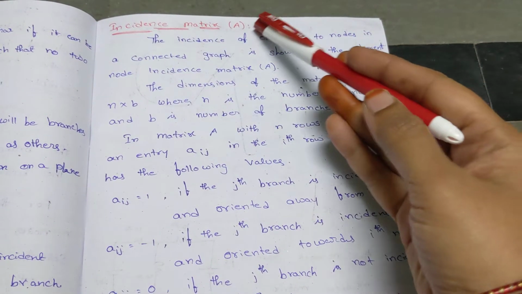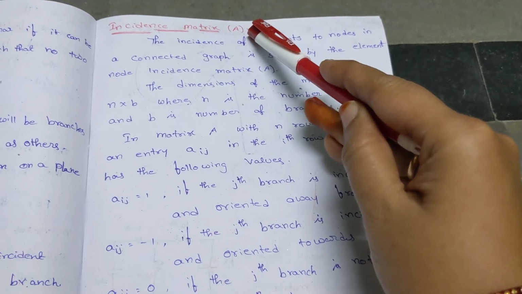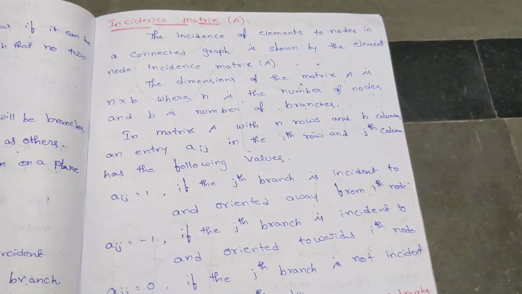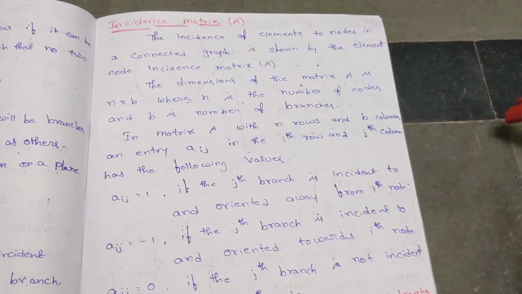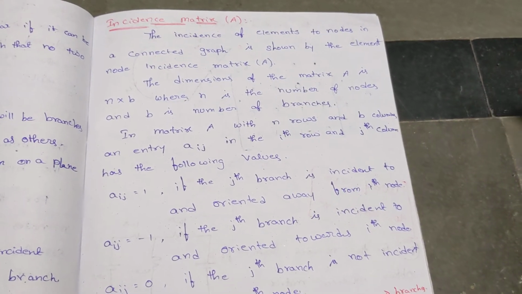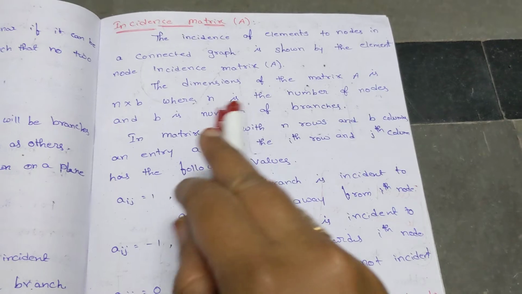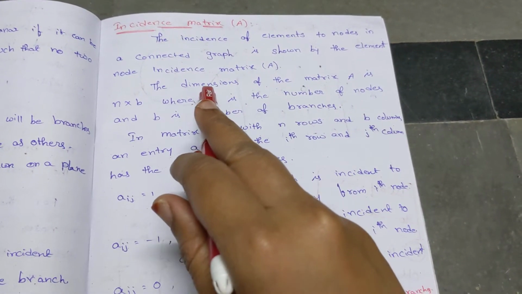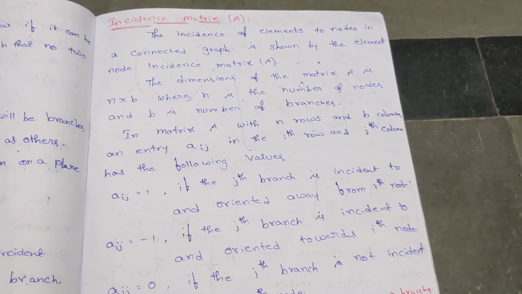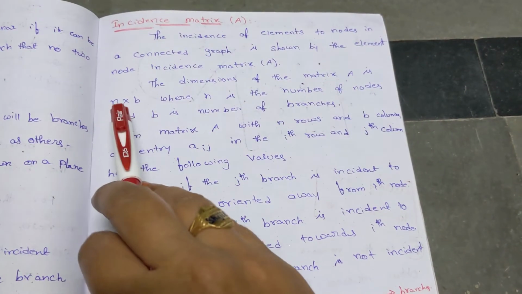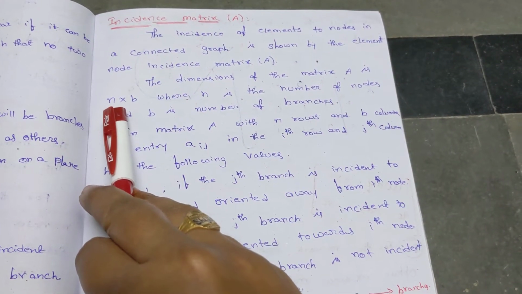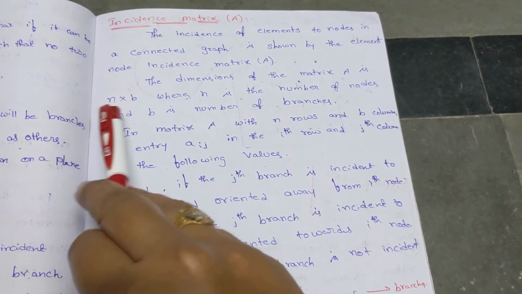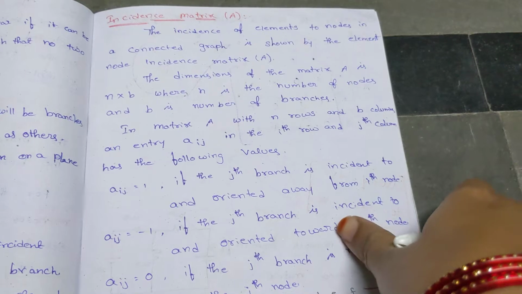It is represented by capital letter A. Already we stated that it gives the relationship between the nodes and branches. The dimension of the matrix, rows and columns, will be n cross b, where n is the number of nodes and b is the number of branches.